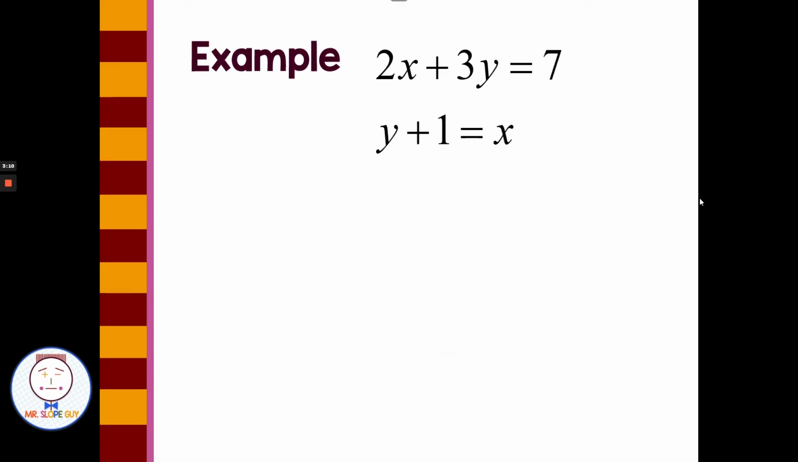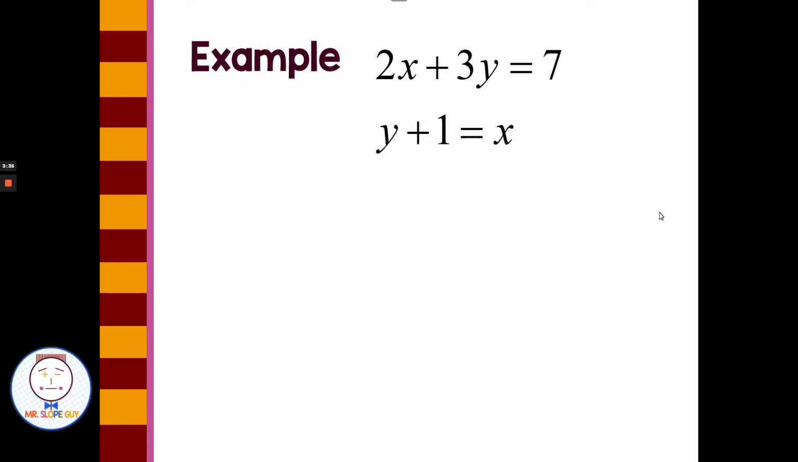Let's look at a new example. We have 2x plus 3y equals 7, and y plus 1 equals x. So first thing we want is to see if we have one of our equations solved for one variable, or one of the equations with a variable on one side by itself. And the second equation is solved for x. X is equal to y plus 1, meaning x could be replaced with y plus 1.